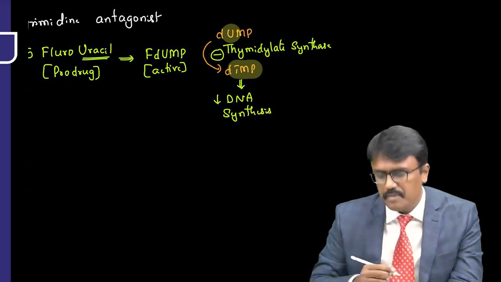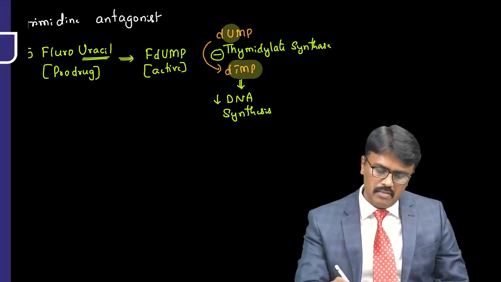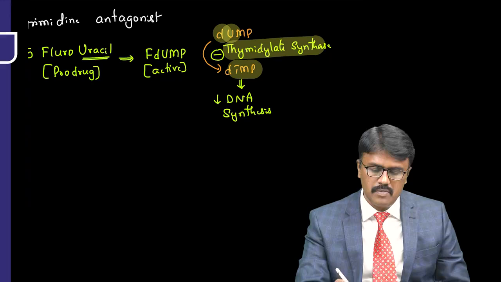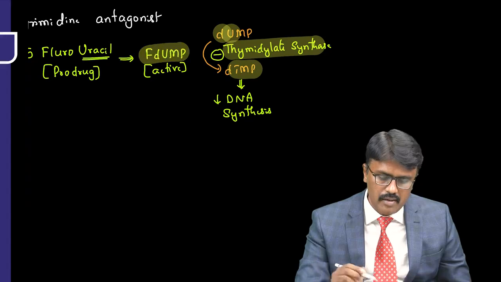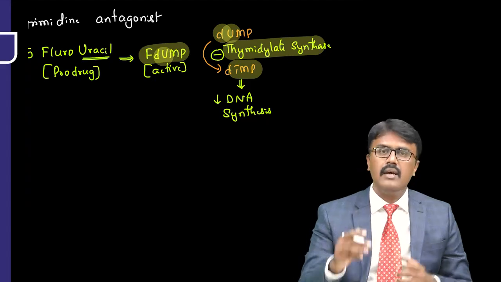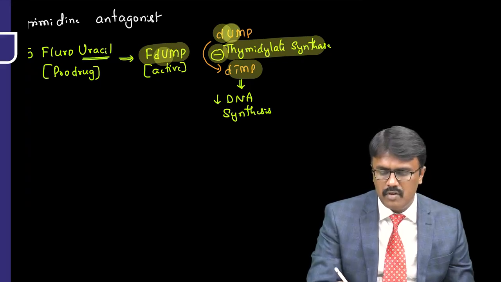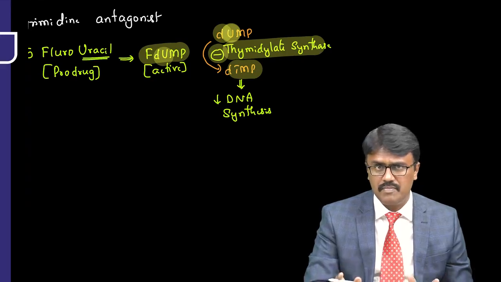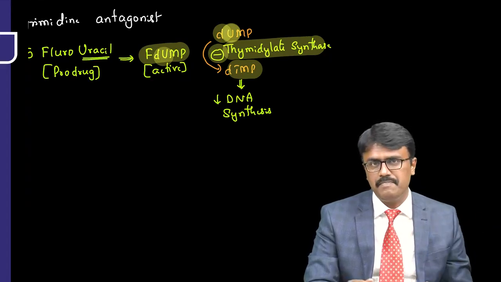So see the beauty here. Usually the enzyme thymidylate synthase should attach to deoxyuridine monophosphate and convert it into thymidine monophosphate. But what we did is we gave a fake uridine, that is called fluorouracil, and that will attach to the enzyme and inhibit the enzyme. So it's an enzyme inhibition. We are fooling the enzyme by using a fake pyrimidine.